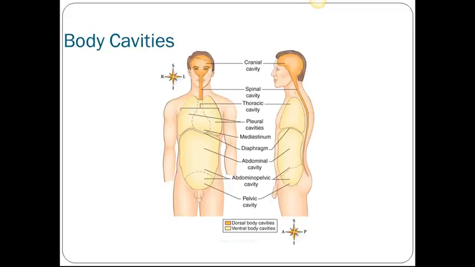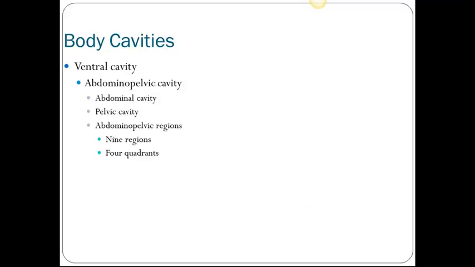So here is a picture of the thoracic cavity. We have the mediastinum, which has the heart and trachea, and then we have the two pleural cavities for the lungs. It is separated by the diaphragm, and then we go into the abdominal cavity and the abdominopelvic cavity. The ventral cavity also has the abdominopelvic cavity.